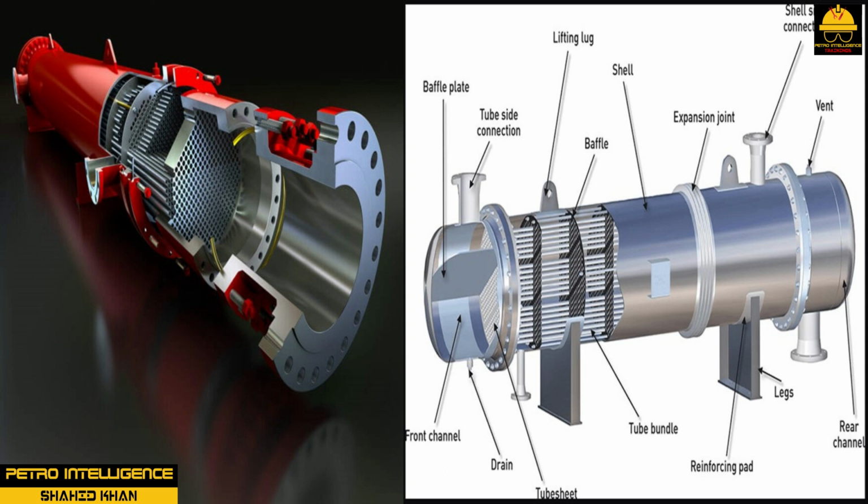Floating head heat exchangers are designed for high temperature differentials above 200 degrees Fahrenheit or 93.33 degrees Celsius. During operation, one tube sheet is fixed and the other floats inside the shell. The floating end is not attached to the shell and is free to expand.